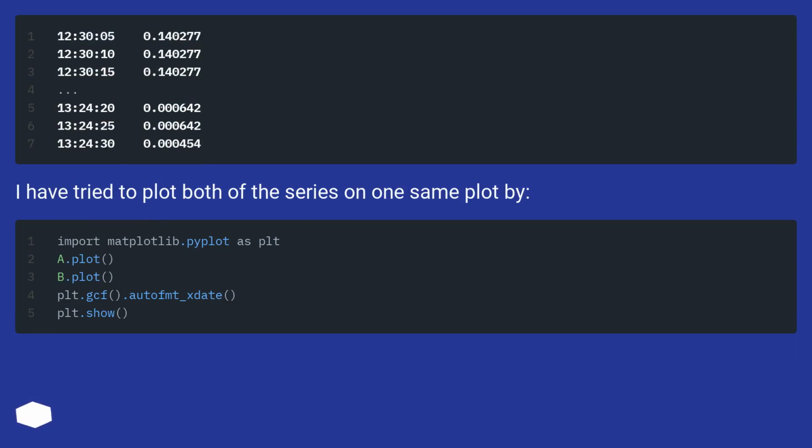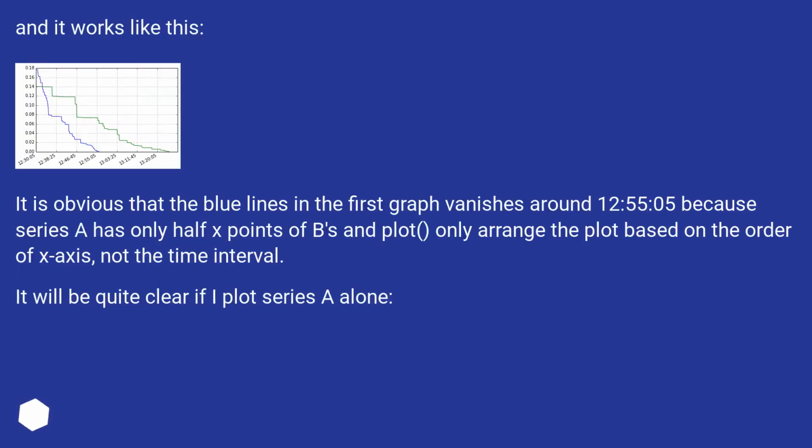I have tried to plot both of the series on one same plot by, and it works like this. It is obvious that the blue lines in the first graph vanish around 12:55 and 5 seconds because series A has only half the x points of B's, and plot only arranges the points based on the order of the x-axis, not the time interval. It will be quite clear if I plot series A alone.